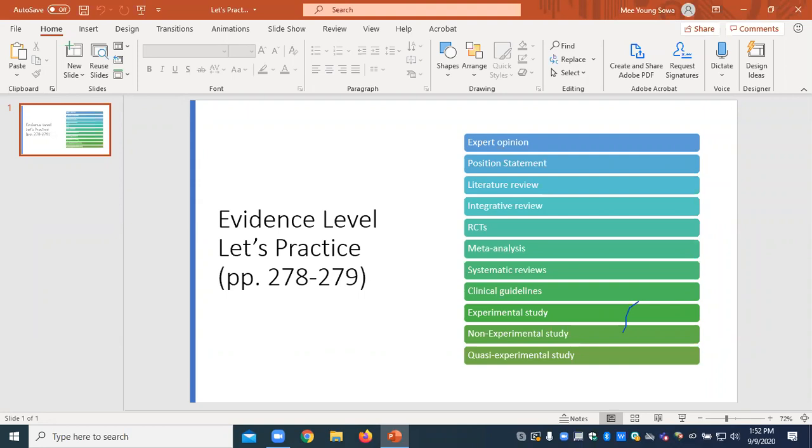Yes, I'm here. Okay, and the first one, expert opinion. What's the level? If you open 278, 279, all the pages are in my lecture slide. Expert opinion. This is not research. This is non-research. Dr. Fauci's opinion about COVID-19. It's level what? Would it be level 5? Correct. Okay, you did good. Level 5, expert opinion is level 5.